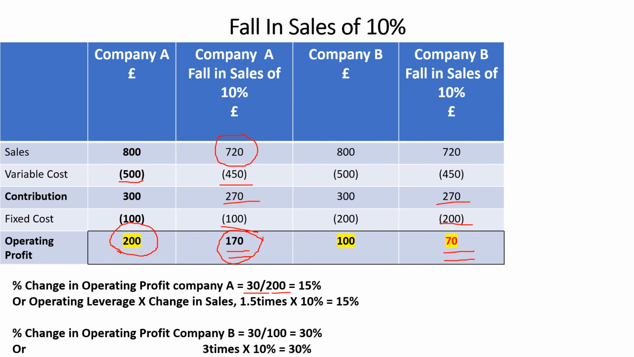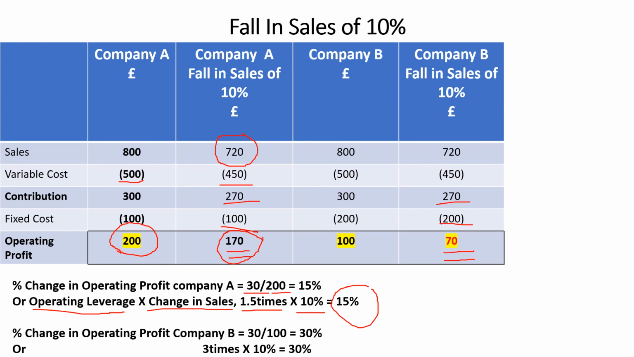However, there was a different way of arriving at this figure. Earlier, we calculated the operating leverage ratio for Company A as 1.5 times. And the change in sales being 10%, all we needed to do was 1.5 times multiplied by 10%, which gives us a fall in operating profit of 15%.